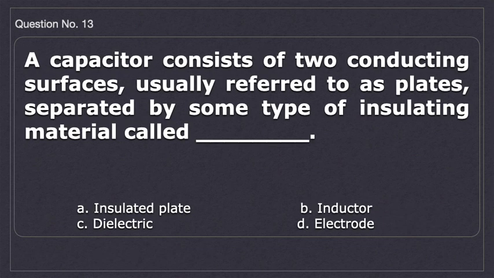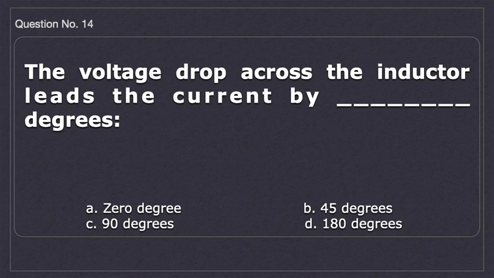Question number 13. A capacitor consists of two conducting surfaces, usually referred to as plates, separated by some type of insulating material called blank. A. Insulated plate, B. Inductor, C. Dielectric, D. Electrode. Answer, C. Dielectric.